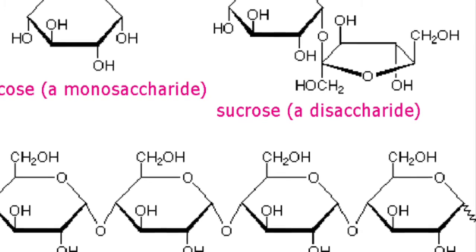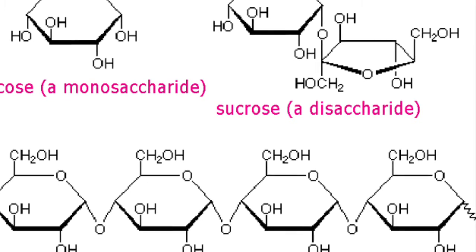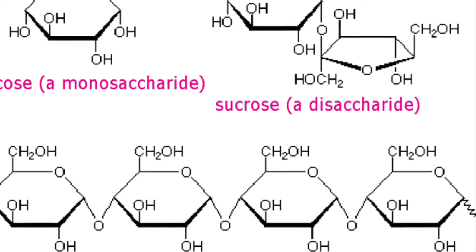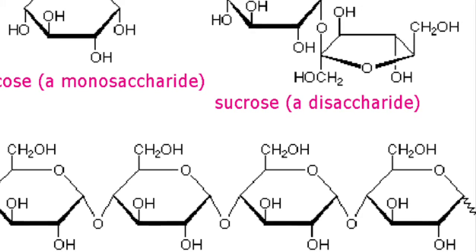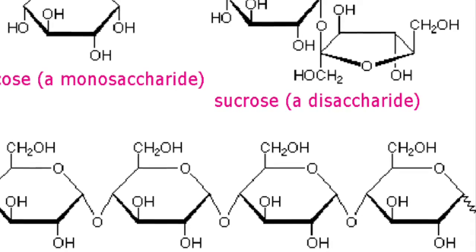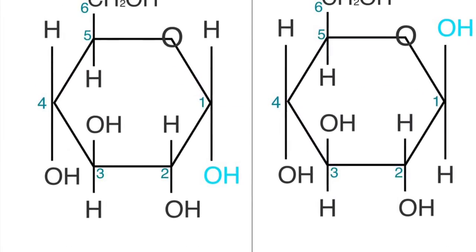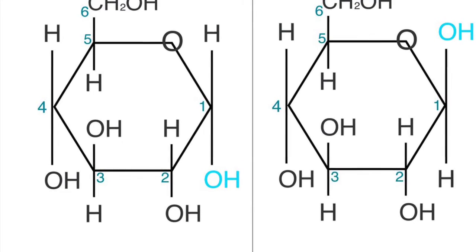An example of a monosaccharide is glucose, fructose. For disaccharide, it is maltose and sucrose, and for polysaccharide, it is starch and glycogen. Glucose has two isomers, which are alpha glucose and beta glucose.